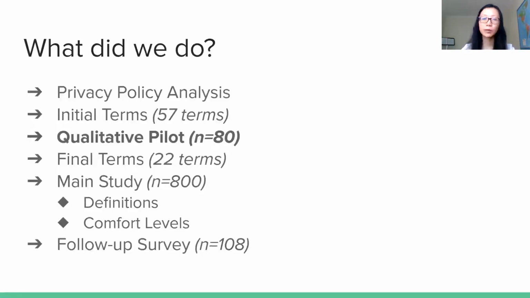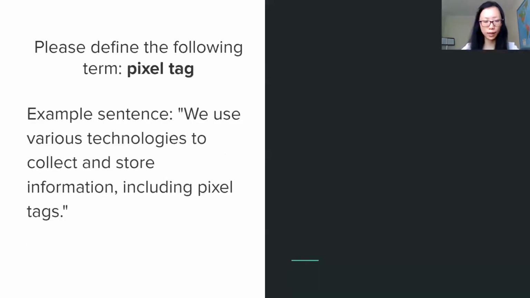And our first line of inquiry, so our first research question, was on misconceptions and whether users knew the meaning or general meaning of these terms. So how we did this in our pilot study was, let's take one of our terms, pixel tag, as an example, right? We gave an example sentence for pixel tag, and we asked users to define in a text box what they thought pixel tag was.